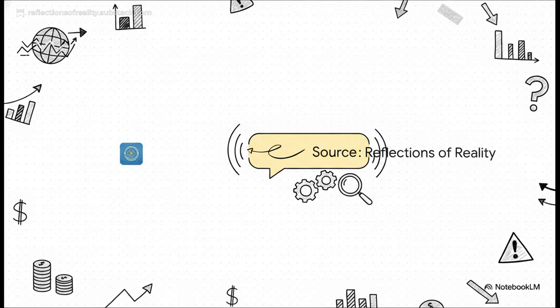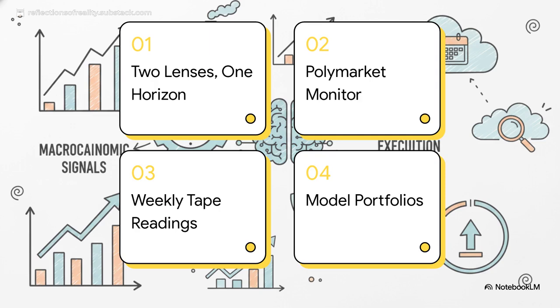Okay, let's get to the good stuff. Here's our quick roadmap for today. Section 1, 2 lenses, 1 horizon. Section 2, the Polymarket Macro Monitor. Section 3, weekly report tape readings. And finally, Section 4, model portfolios in action.